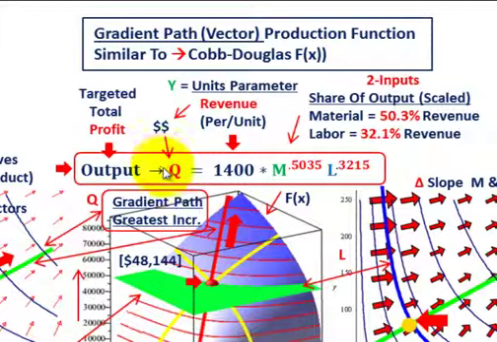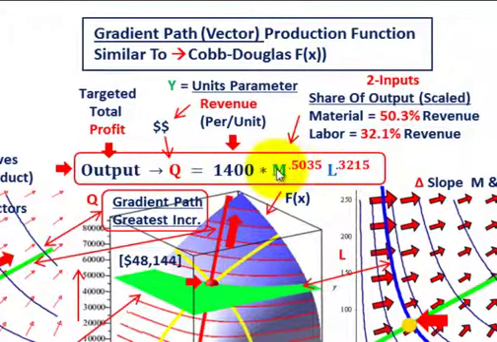We're going to have some output, Q, and that's really dollar amounts, or a profit that we'd be looking at, and we're going to have some targeted amount of profit. That's going to be derived by looking at our units parameter, which is 1400, or that's the revenue, $1,400 per unit we're selling our product for. Then we take that times the material and the labor that we're going to be using.